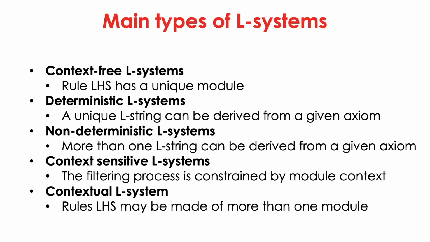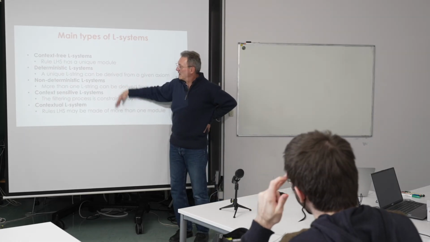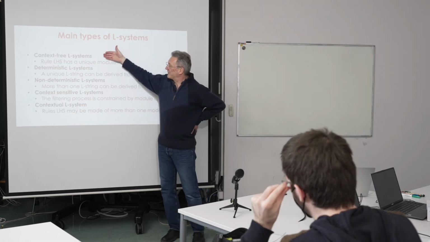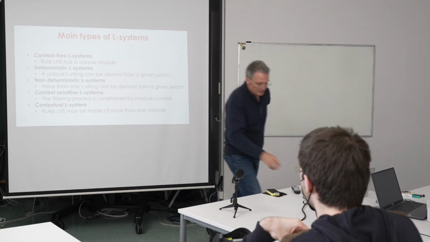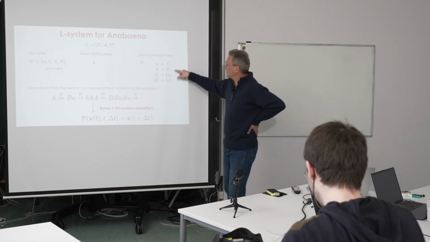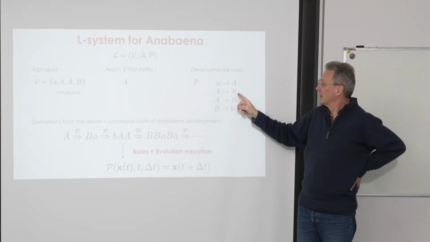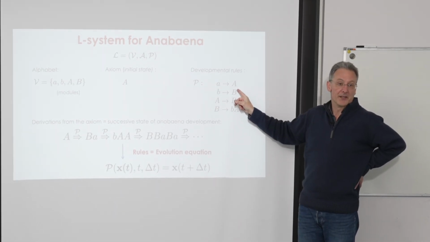So there are many types of L systems. Here I don't want to enter into the details because it's a space in itself, a world in itself. But I can just briefly browse the different concepts. When you have the rules here, the left term is called the left-hand side member, and the right term is called the right-hand side. So LHS or RHS.